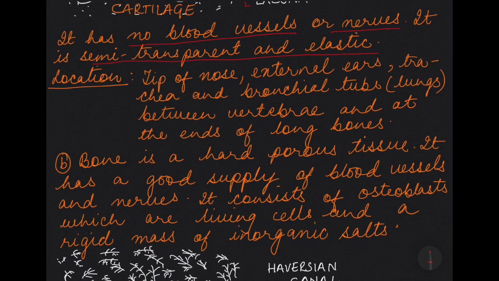Now, location, it is found at the tip of the nose, external ears, trachea and bronchial tubes that are part of the lungs, between the vertebrae, that is the backbone, and at the end of long bones. When we are talking about long bones, maybe the bones of the arms, maybe the bones of your legs.